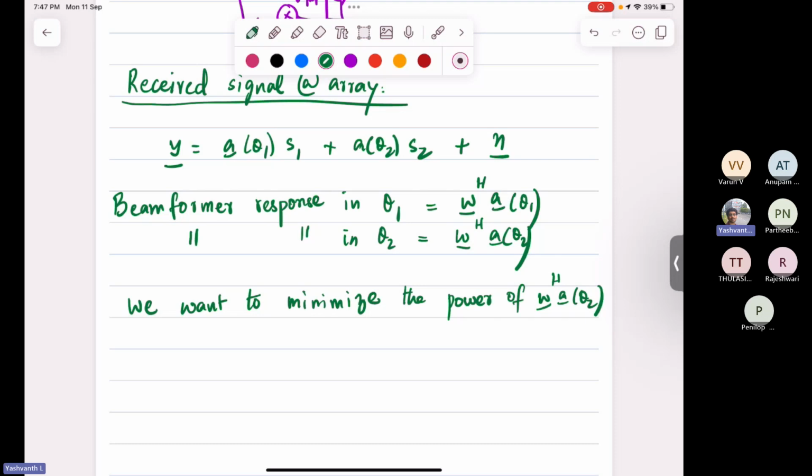Yeah, correct. When is it achieved? When they are orthogonal. No, I just said W equal to 0. Correct? But if I said W equal to 0, even the first response will also go to 0, right? Yes. So W equal to 0 is not the correct strategy. You can't say W equal to orthogonal because it might also minimize the response from the desired direction.